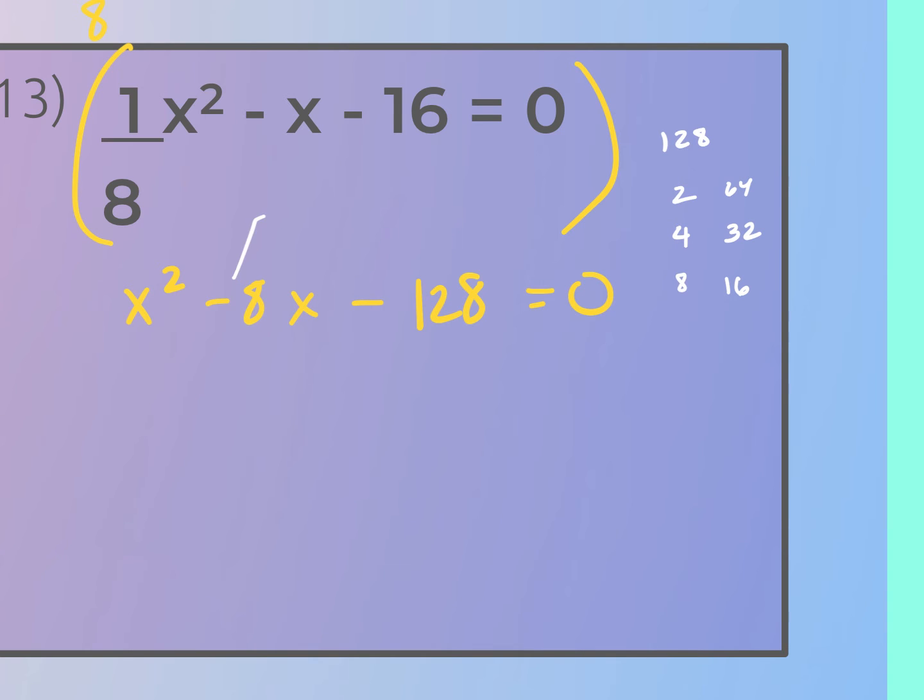Negative is bigger, right? Because the negative's here. So this would be 8 and -16, which is what we did in the beginning to get to it. Okay? X plus 8 and x minus 16.